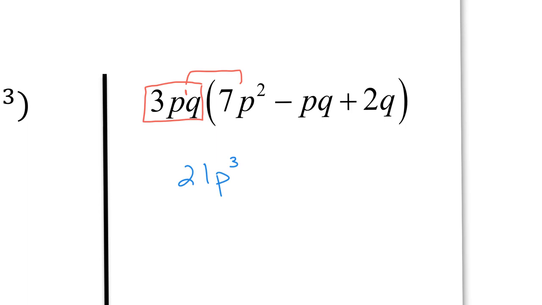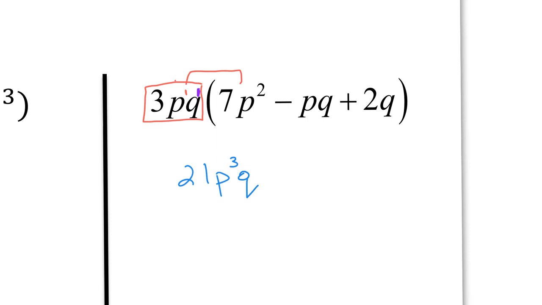Now the next variable, which is the q next to the p, this q has an invisible 1 exponent. So I'm going to put a 1 right here on the top. And inside of the parentheses, there is no q. So what that means, you just bring down the q next to the p cube. So I'm going to have a q right here. And then you move on to the next one.